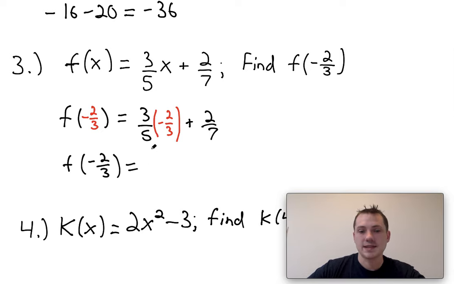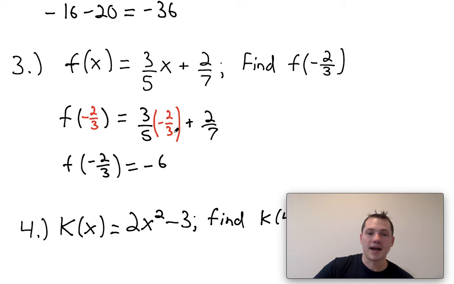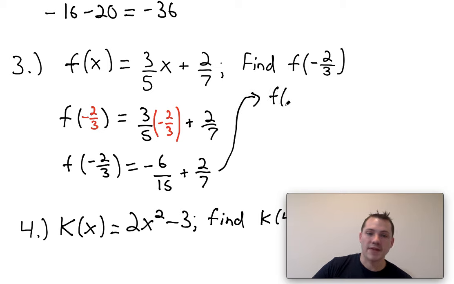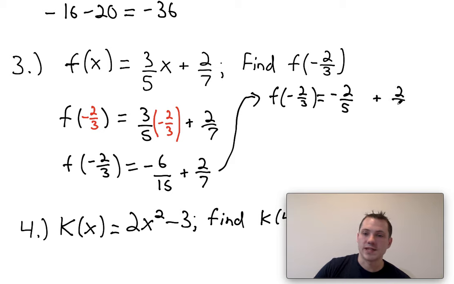Now, 3/5 times -2/3, multiplying straight across the top, 3 times 2 is 6. 5 times 3 is 15. So I'm going to have -6/15 plus 2/7. Now I'm going to go ahead and pull this up here because I didn't really leave myself enough room. And I would have f of -2/3 is equal to, well, 6/15, what does that reduce to? Those are both divisible by 3, so this reduces to -2/5 plus 2/7.